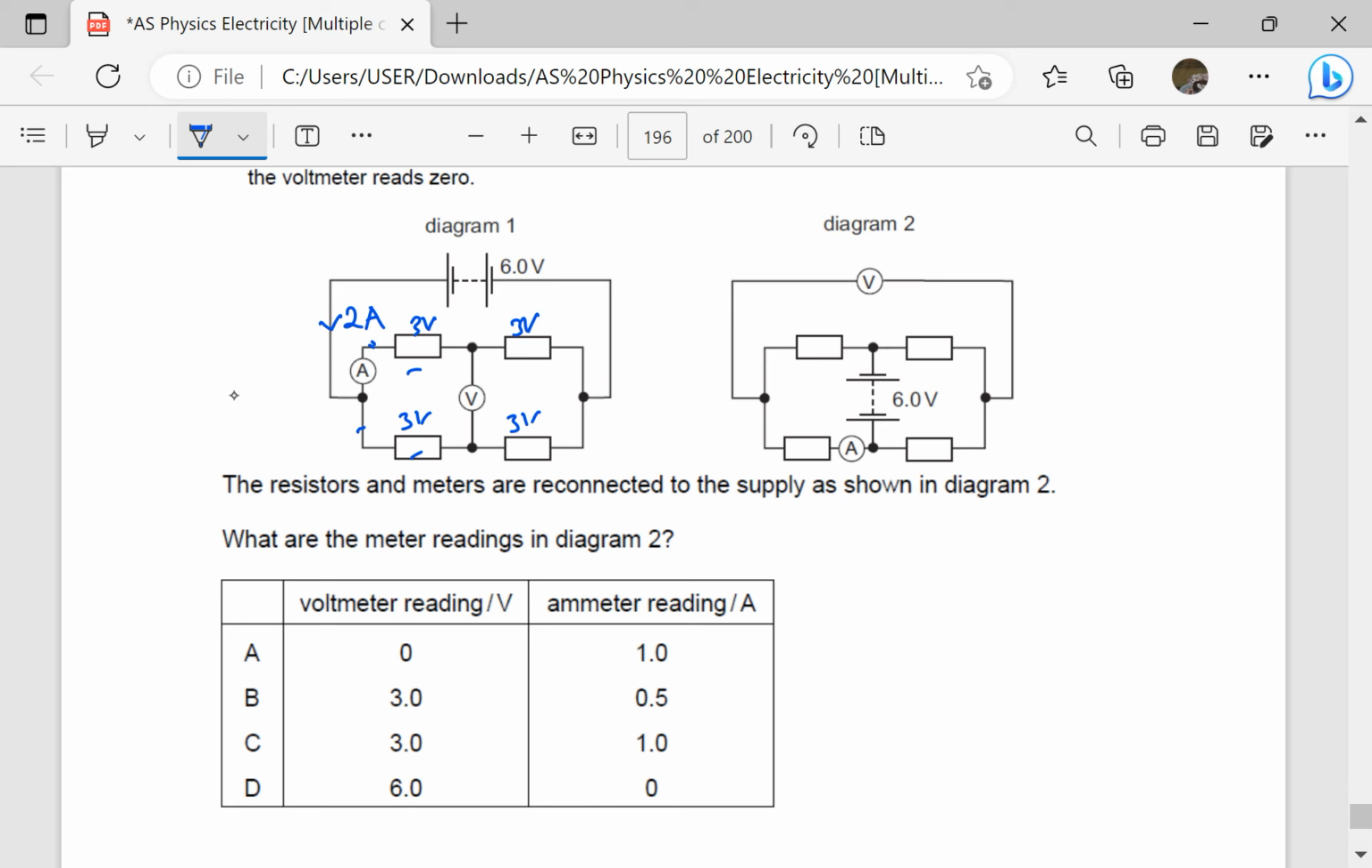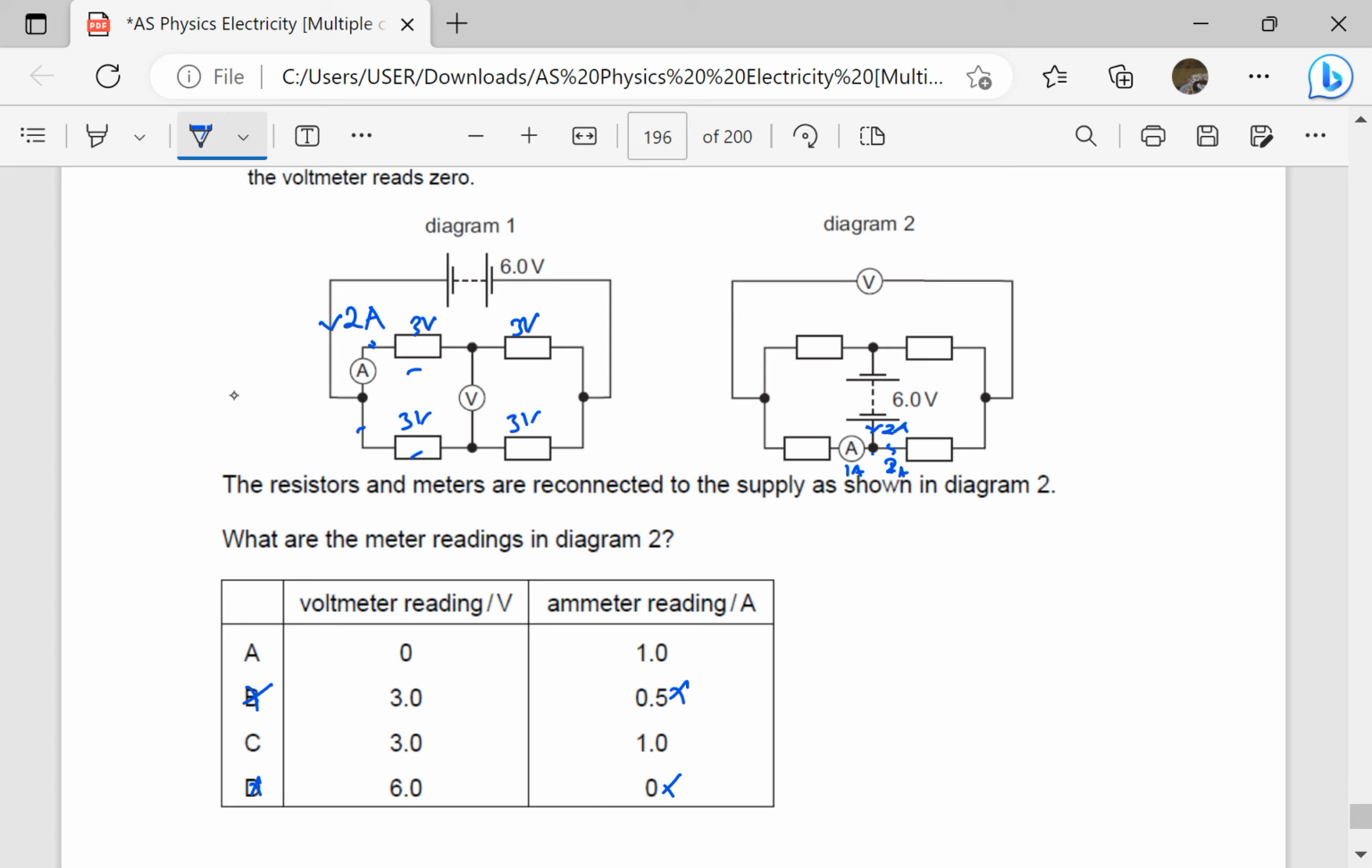So the current coming from the battery is going to still be 2 amperes. Now it is going to divide at this junction. 1 ampere takes this route, another 1 ampere takes the other route. So again, the reading of the ammeter is going to be 1 ampere. Why is it 1 ampere?